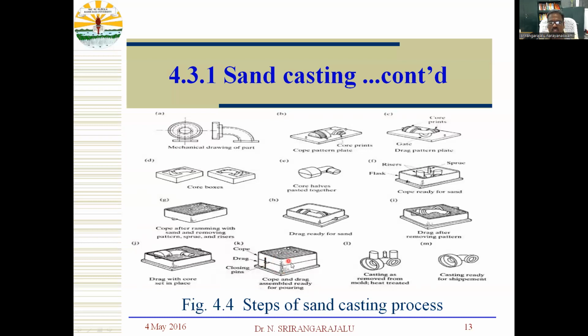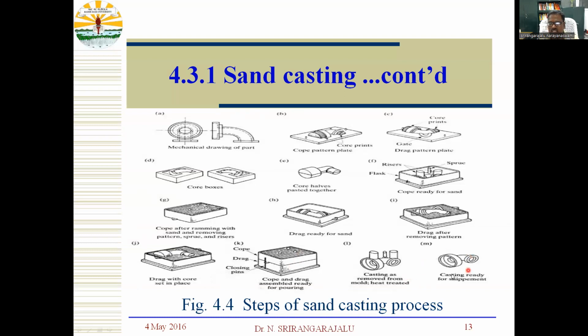The casting mold is ready. Now you can pour the molten metal. After that, the casting is removed from the mold, and you remove the unwanted portions like runner, riser, and other projections, flash, and all those things.